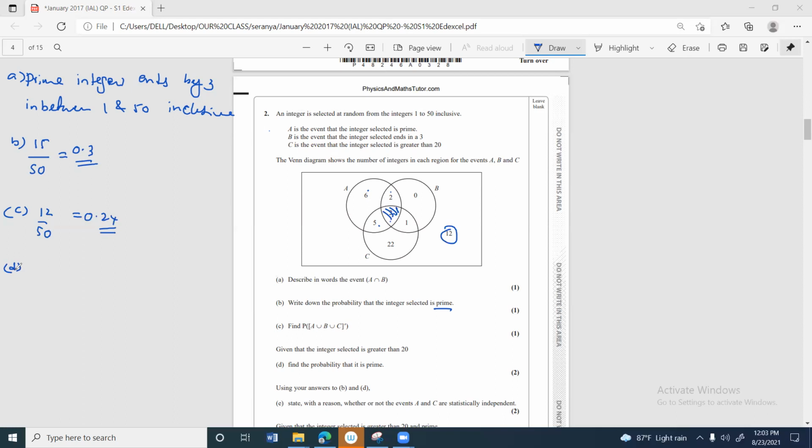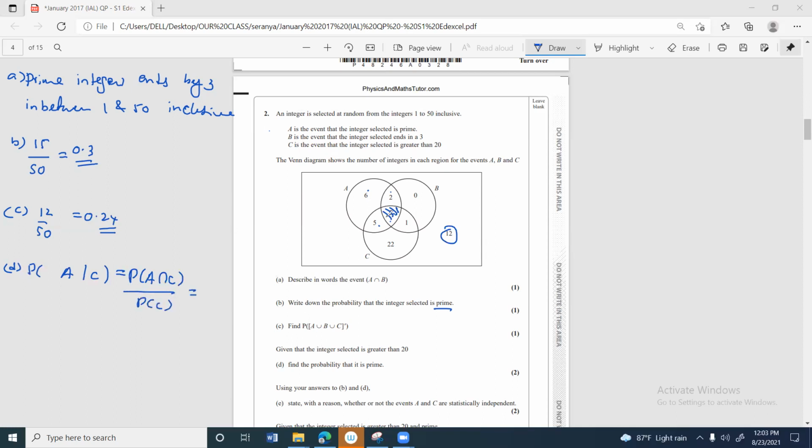Then the next part. Read this question very carefully. Given that the integer selected is greater than 20. Greater than 20 means its element is in C. It's a given, so it's a conditional probability. Find the probability that it's a prime number. A prime number means it's in A. Pretty simple. From the definition, you can say probability of A intersection C divided by probability of C.